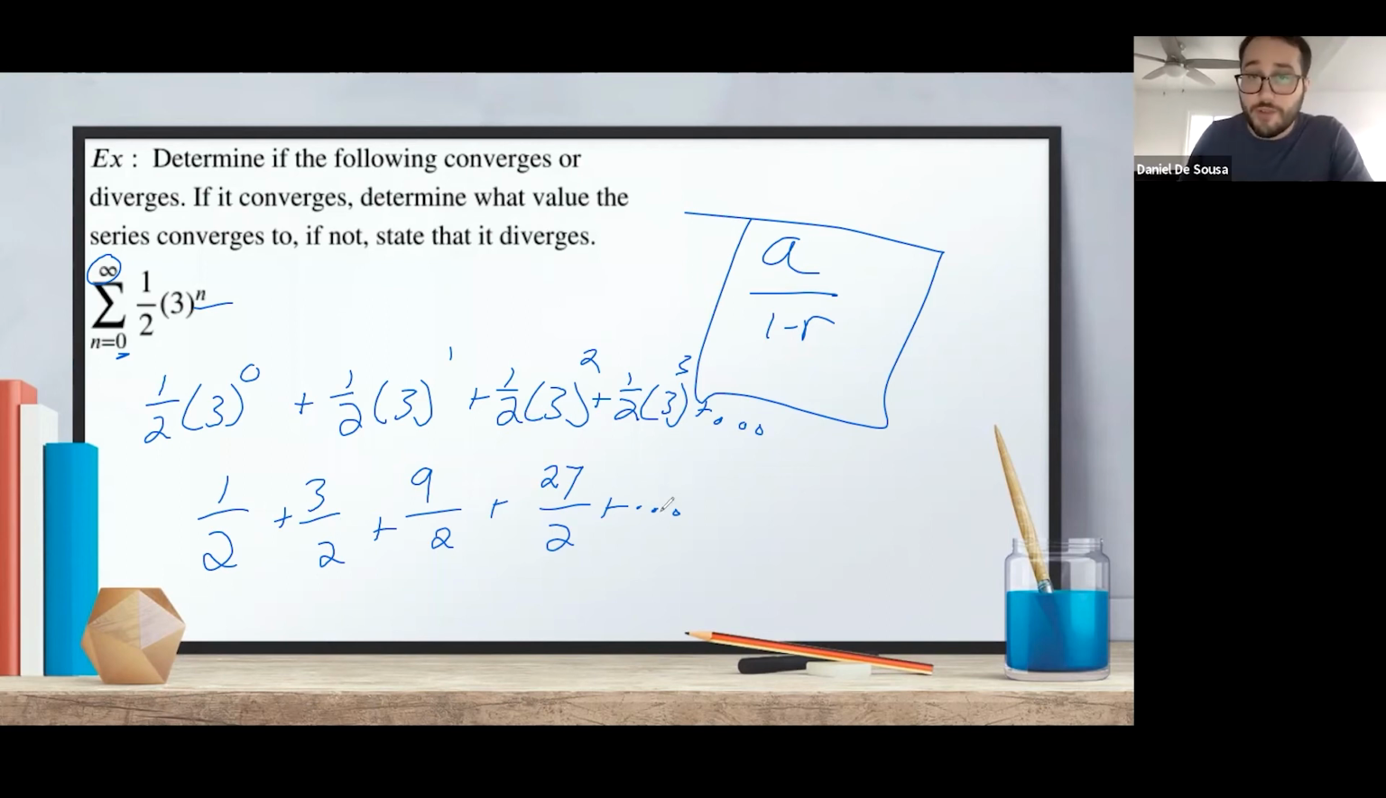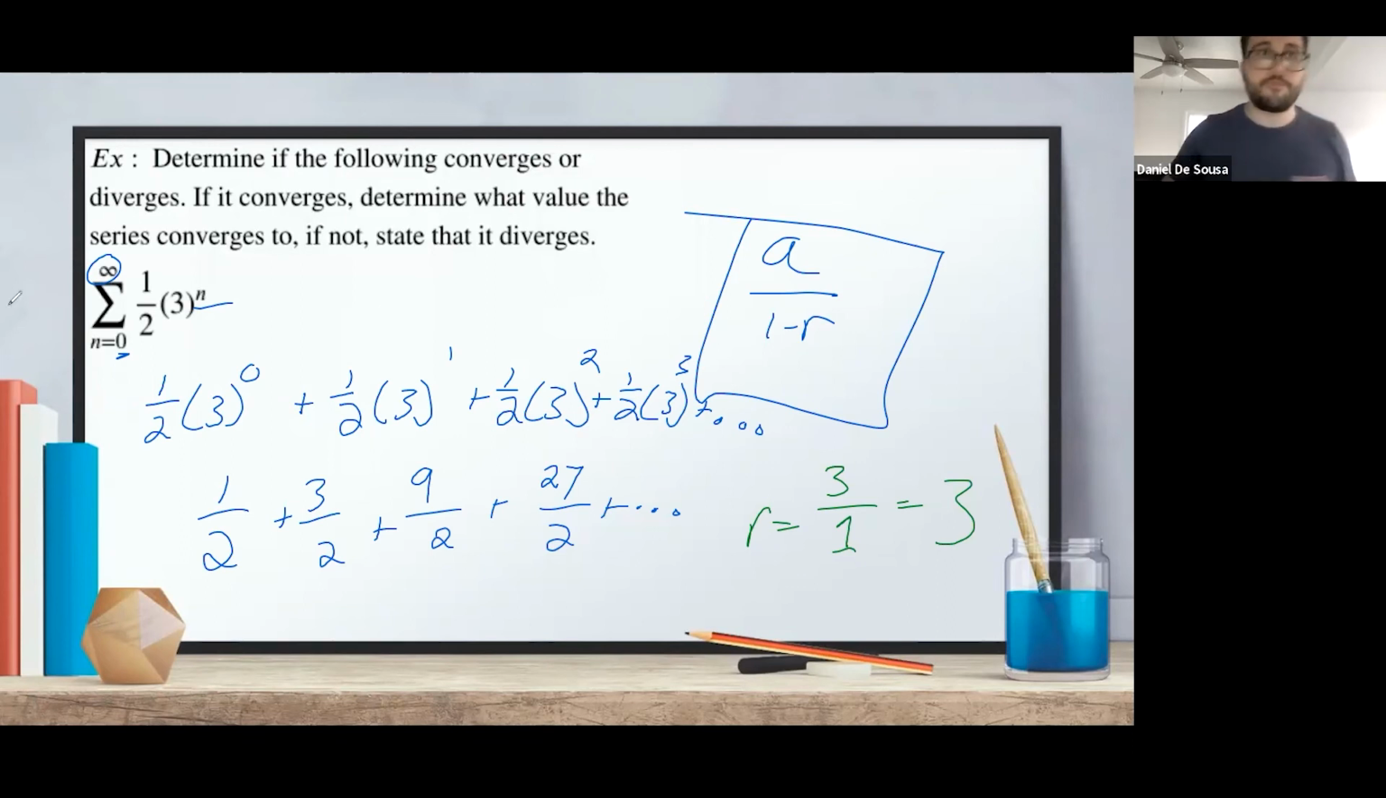Or just look at the numerator and the denominator. The numerator seems to be being multiplied by 3 each time. 1 times 3 is 3. 3 times 3 is 9. 9 times 3 is 27. So the common ratio is going to be 3 on the top. And then in the denominator, it's not increasing at all. So it's being multiplied by 1. So 2 times 1 is 2, 2 times 1 is 2, etc. 3 divided by 1 is 3. This series diverges because the common ratio is not between -1 and 1. That's it, and that would be the answer.